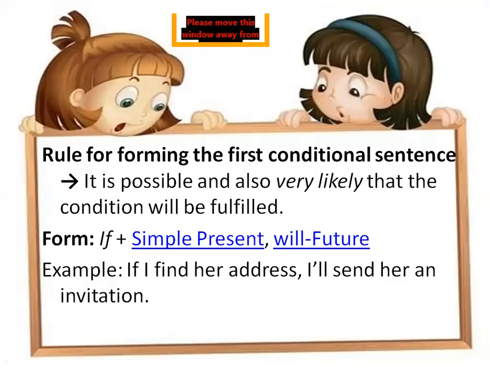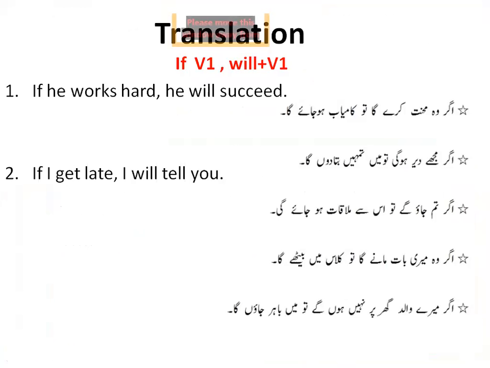Rule for forming the first conditional sentence: it is possible and also very likely that the condition will be fulfilled. बहुत ज़्यादा हद तक likely होता है कि condition fulfill हो जाएगी, otherwise वो हमारी uncertainty पे dependent भी होता है. If present simple, will plus future. Example: if I find her address, I will send her an invitation. अगर मुझे उसका एड्रेस मिल जाता है तो मैं उसको invitation send कर दूंगा. Now come to the translation: if plus v1, will plus v1. ठीक है, this is the simple structure which I have made for you to translate Urdu sentences into English.